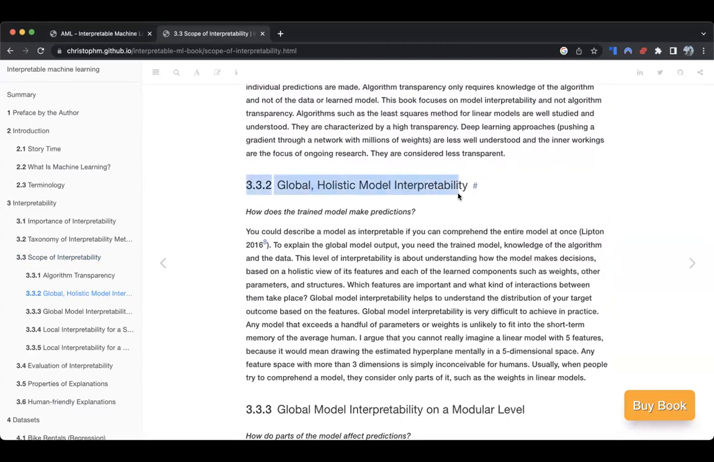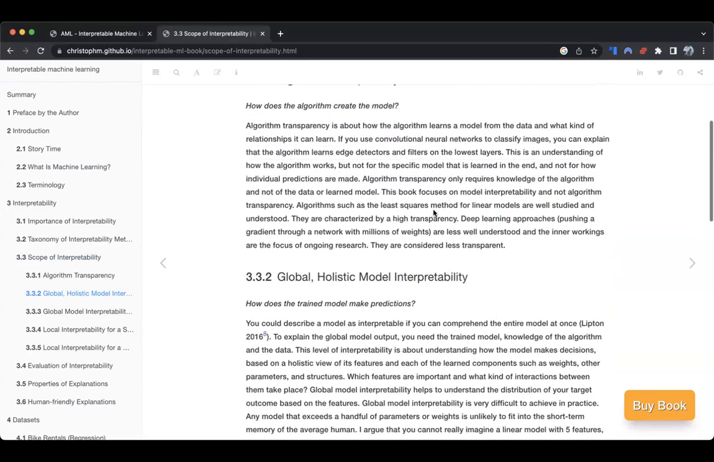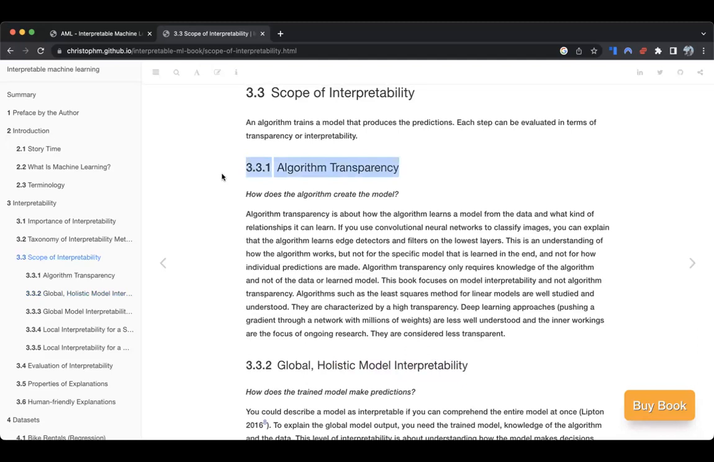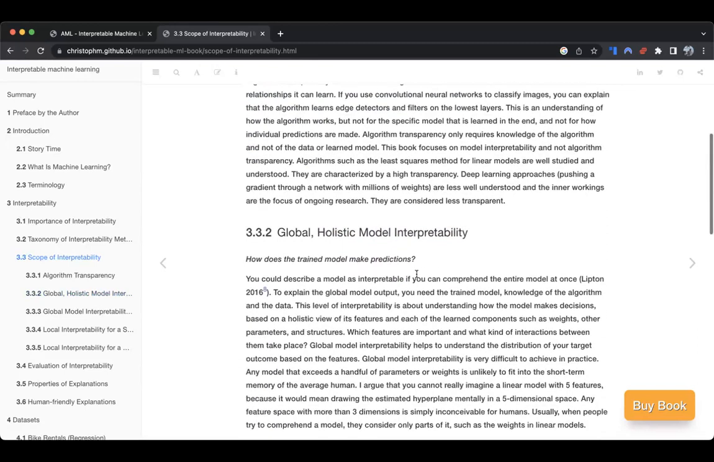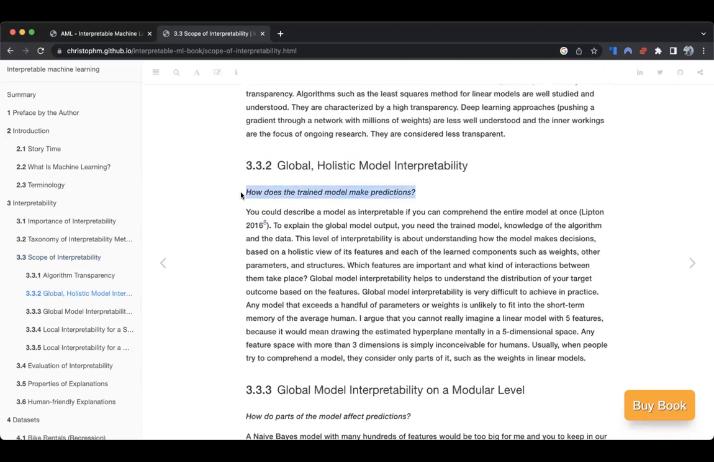The second level would be global holistic model interpretability. And this just means, how does the trained model make predictions? If you know sklearn, for example, you can imagine that this is having access to the model.predict code, rather than the model.fit code. This one should just tell you how the model makes its predictions. So if it's just a linear model, then you will have a couple of multiplications between some pre-trained weights and your input, give that sum, and there you go, you have your output. So it's a pretty simple one.